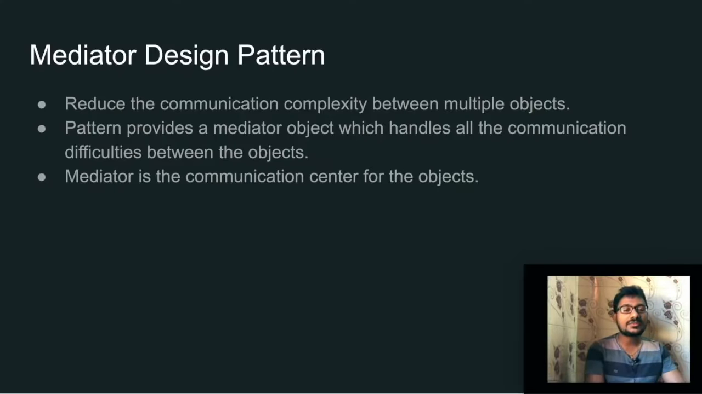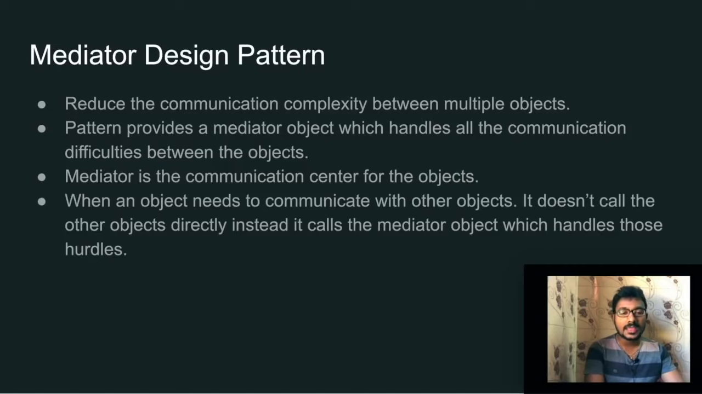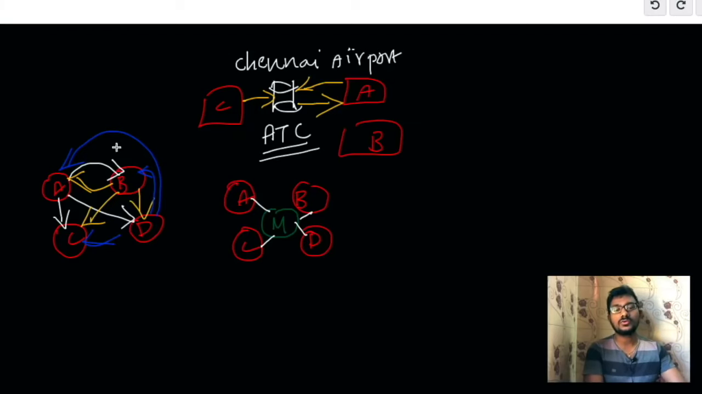And then, the mediator is the communication center for the objects. We have already discussed this point while explaining the examples. When an object needs to communicate with another object, it doesn't call the other object directly. Instead, it calls a mediator object which handles those difficulties. So this is the example. If A needs to communicate with B, C, D objects, it won't communicate with the objects directly. Instead, it communicates with the mediator object.